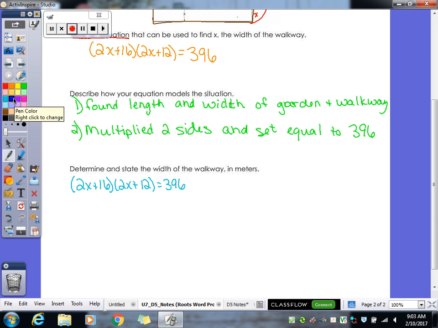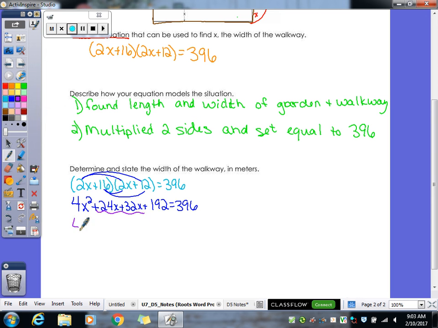So let's start some multiplying here. 2x times 2x gives me 4x squared. 2x times 12 gives us 24x. This gives me 32x. And then that 192. So combine my like terms. So 4x squared plus 56x plus 192 equals 396.